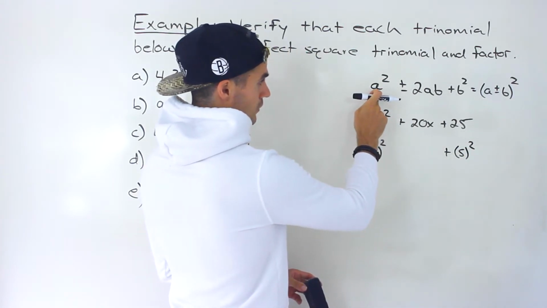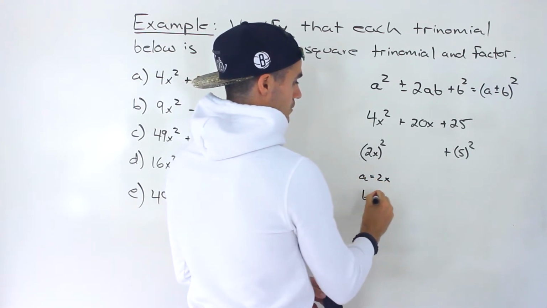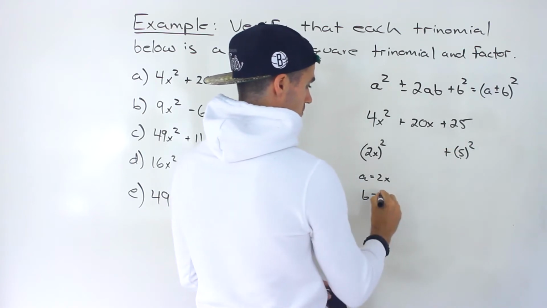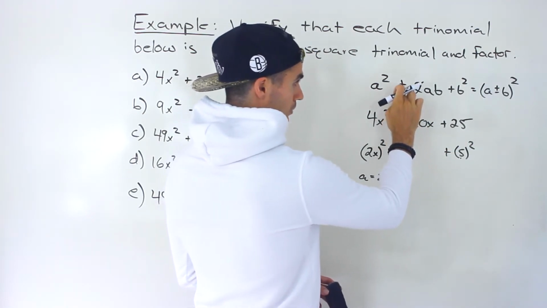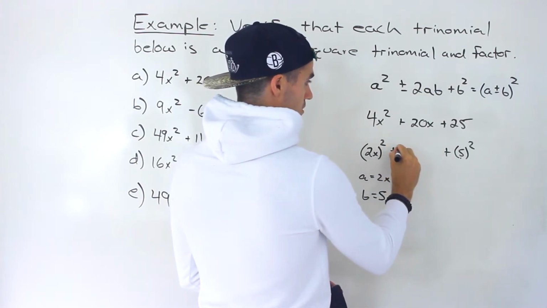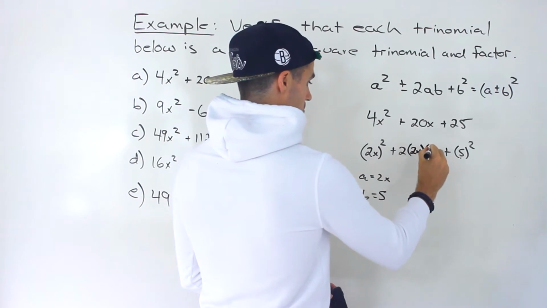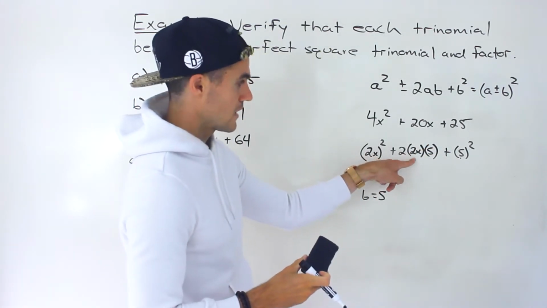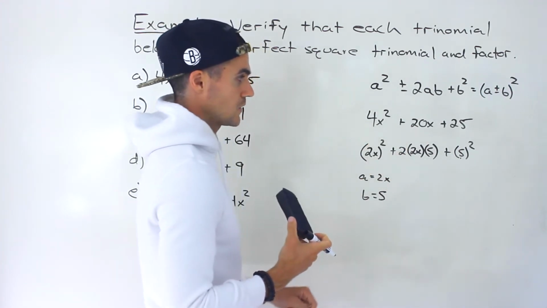So comparing it to the formula, we could tell the a value is 2x. We could tell the b value is 5, right? We got b squared, 5 squared, so the b value is 5. So then, because this is a positive, we're working with a plus 2ab case, so we'll have plus 2 times the a value, which is 2x in this case, times the b value, which is 5. And notice 2 times 2x, 4x times 5 does indeed give us 20x.